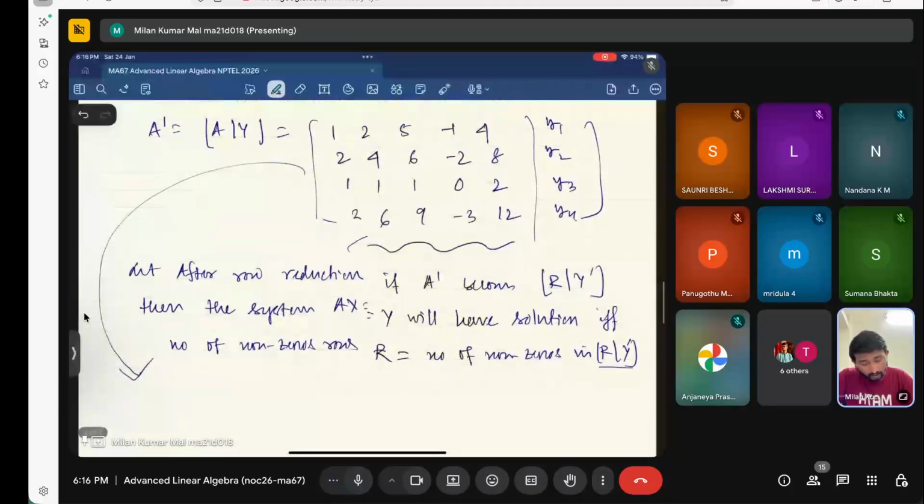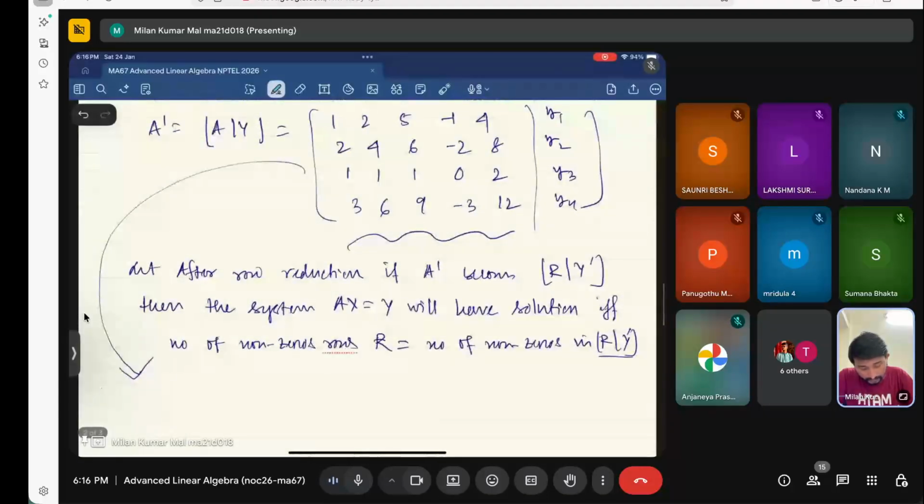So you have to do three operations. First, r2 dash is equal to r2 minus 2 times r1. R3 dash is equal to r3 minus r1, and r4 dash is equal to r4 minus 3r1.